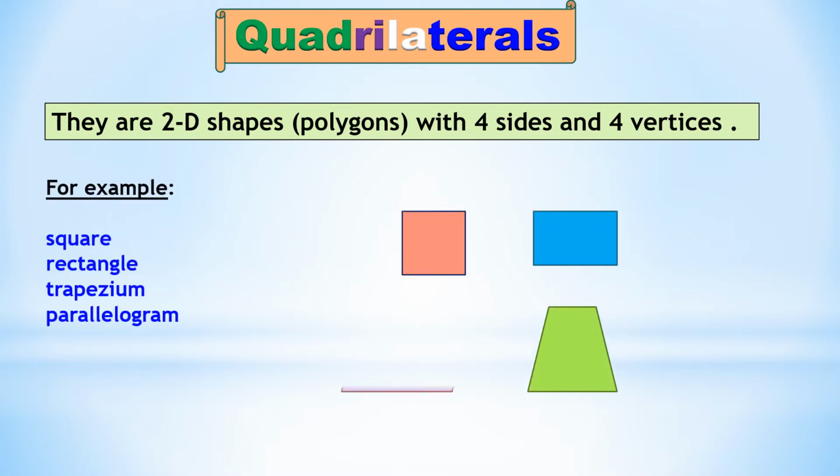Let's have some examples. The first example, square. This square is a 2D shape, it's a polygon, and it has 4 sides and 4 vertices, so we can call it a quadrilateral. The next shape, rectangle. Rectangle is a polygon or 2D shape with 4 sides and 4 vertices. Also trapezium. Trapezium has 4 sides and 4 vertices and it's a 2D shape. Parallelogram. Parallelogram is a quadrilateral.